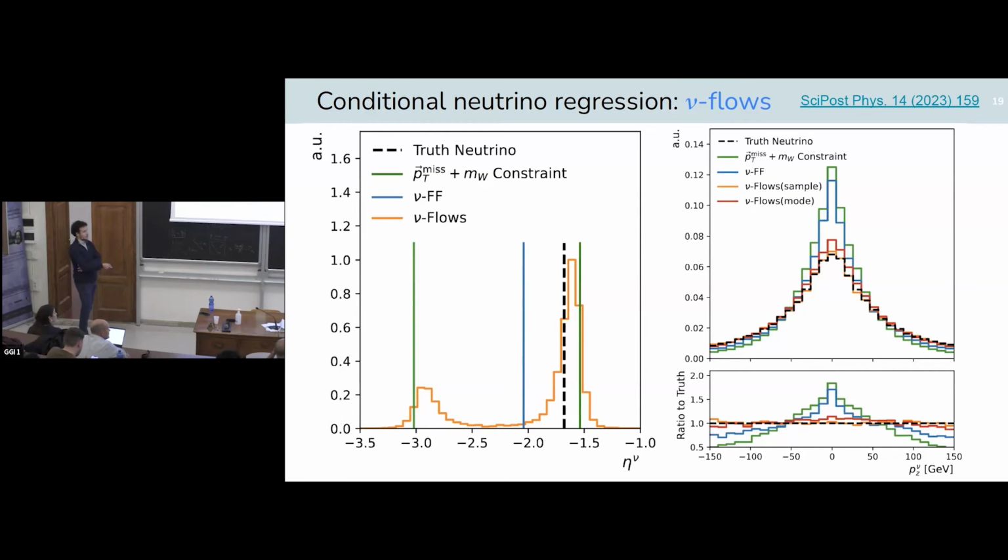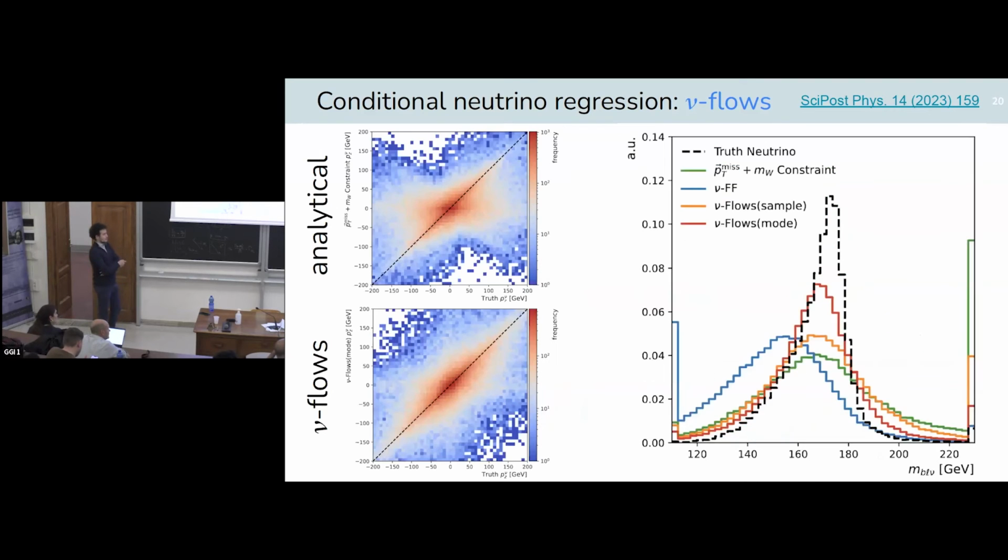You see that this orange curve realizes that there's a possible solution here, but the solution is very much worse than this one. So if you were to look at this orange curve, so this neutrino flow method, and always pick the mode of this distribution, you get something that is much closer to the truth. And indeed, this is what you see in these distributions.